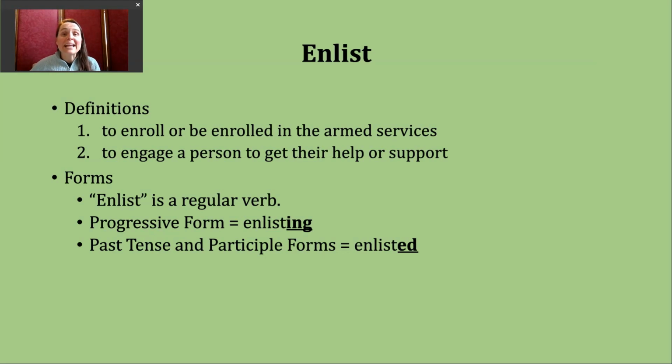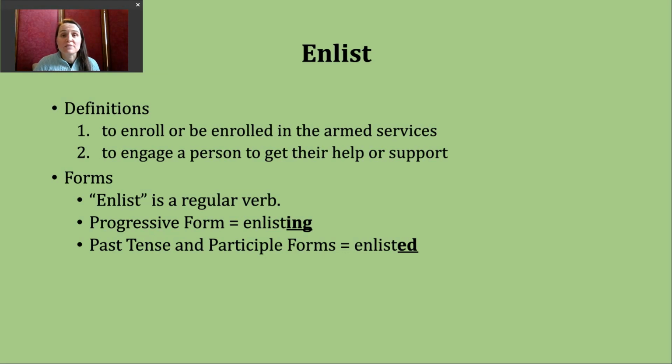A second way you might hear enlist used is to mean to engage a person to get their help or support. In fact, you will oftentimes see words like help or support after this verb. Right? So someone might say, I'm going to enlist your help or your assistance, something of that nature. And really, what that means is they want you to participate, they want you to contribute to some sort of project or effort.